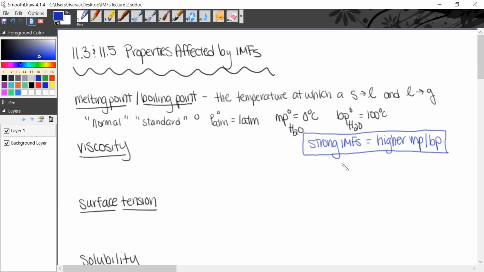Okay, now this is just a temperature value, like a degrees on our thermometer. This is not how much heat is needed to get to that temperature. Okay, so it's not the amount of heat, it is just the target temperature at which this phase change occurs. We're going to talk about how much heat is needed a little bit later on. Any questions about melting point or boiling point?